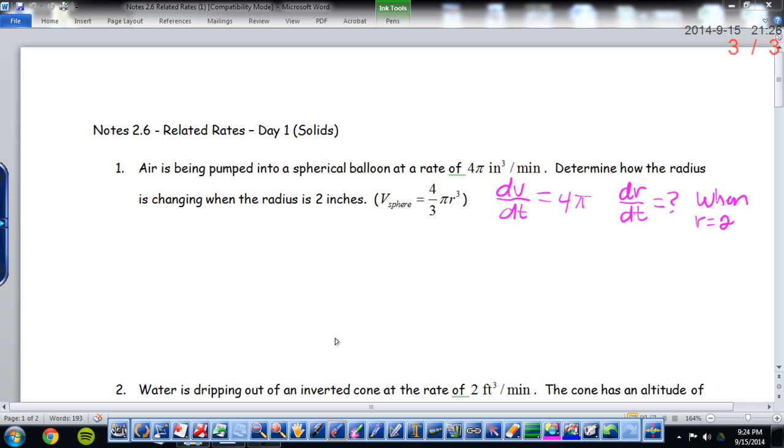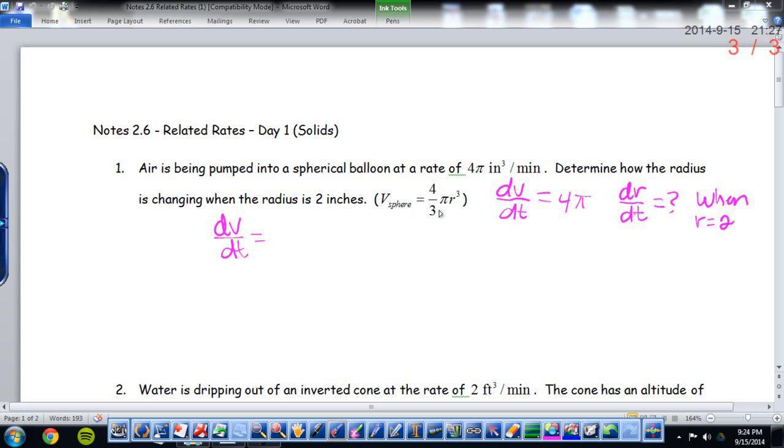All right, and then we're given the volume formula for the sphere. So what we have to do is take the derivative of this equation right here. And we're going to always take the derivative with respect to time. Remember that we can take the derivative with respect to any variable, but for all of these related rates problems, we're going to take the derivative with respect to time. So the derivative of V with respect to time is dV/dt.